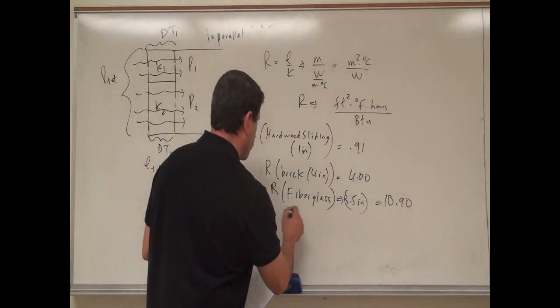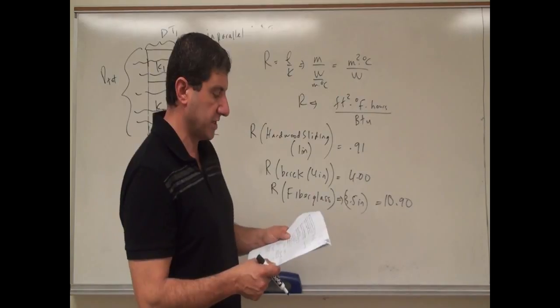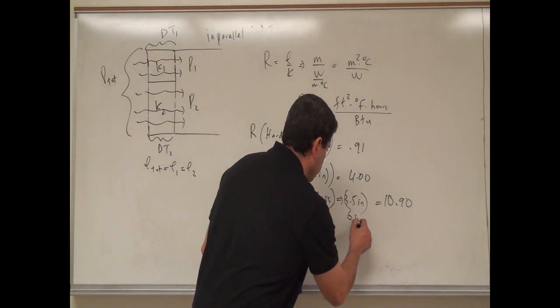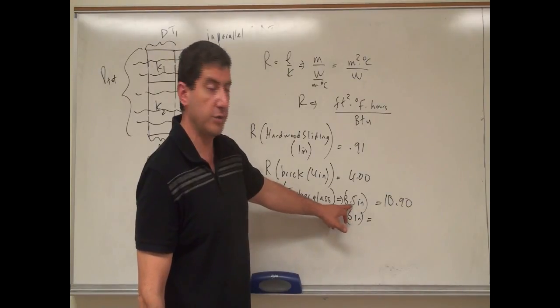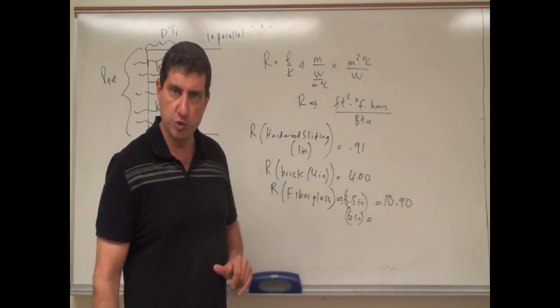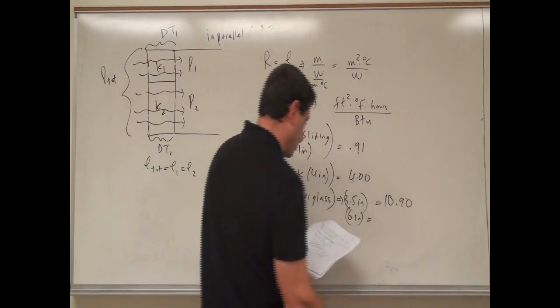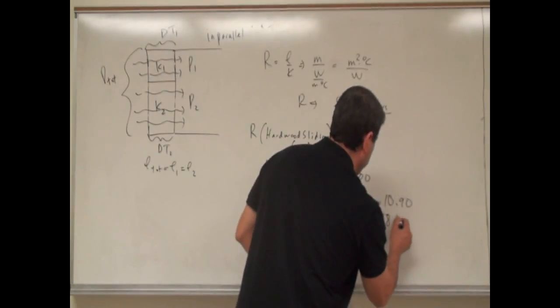So the insulation factor for 6-inch fiberglass will just be a ratio of the length. So 6 to 3.5, that's almost a ratio of 2. So then we can see that the insulation factor will be 18.80.